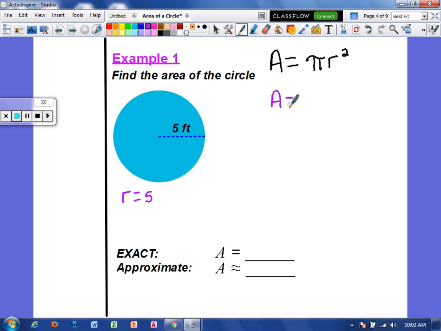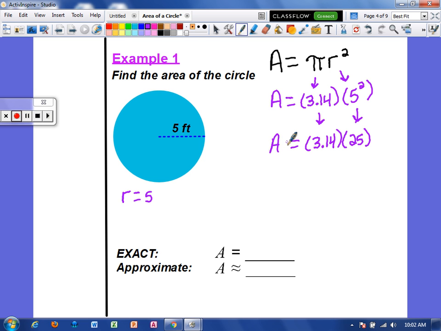So area equals, pi is 3.14, the radius is 5, and we have to square the radius, so I have to make sure I put an exponent of 2 next to that radius of 5. Okay. The first thing I'm going to do is 5 squared. 5 squared means 5 times 5, and that is 25. So that means we have 25 times 3.14, and that will give us the approximate area.